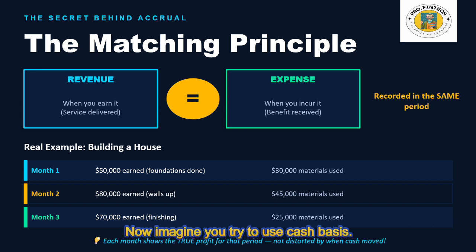Now imagine you try to use cash basis. Maybe you got paid for months one, two, and three all in one big lump sum at the end, and you bought all your materials upfront in month one. Your books would show month one as a massive loss and the final month as a pure profit. Neither is accurate. It's financial noise. Matching cuts through the noise. It shows you the real profit for each real period.